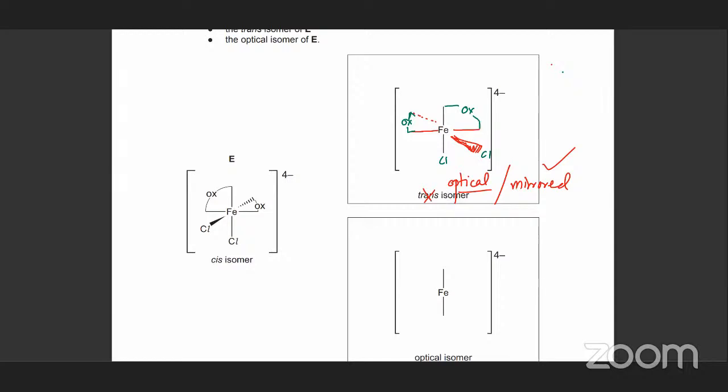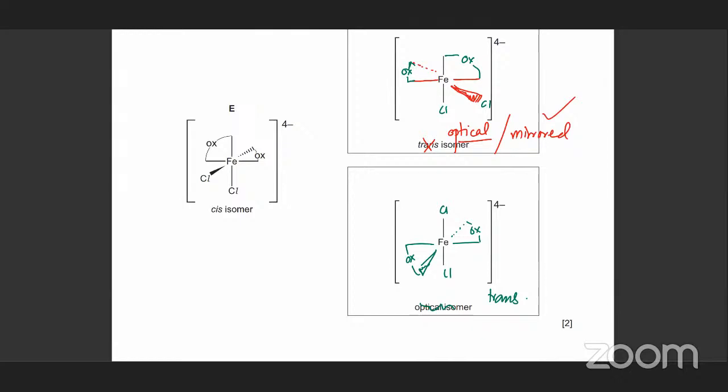Yes, sir. Okay, trans is easy. The Cls, right now they're 90 degrees to each other, they must be completely on opposite sides. And on the remaining axes, you would have OX. Okay, you can keep an OX over here, and one would be over here. Okay, that's your trans version. That's the trans version. Clear? No confusion in this? Yes, sir.